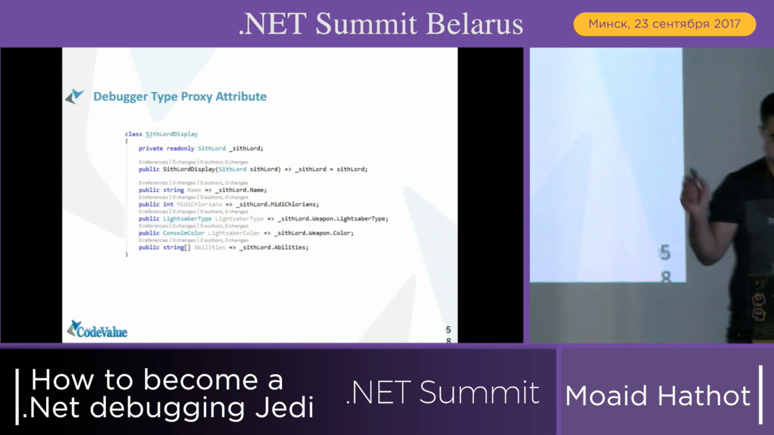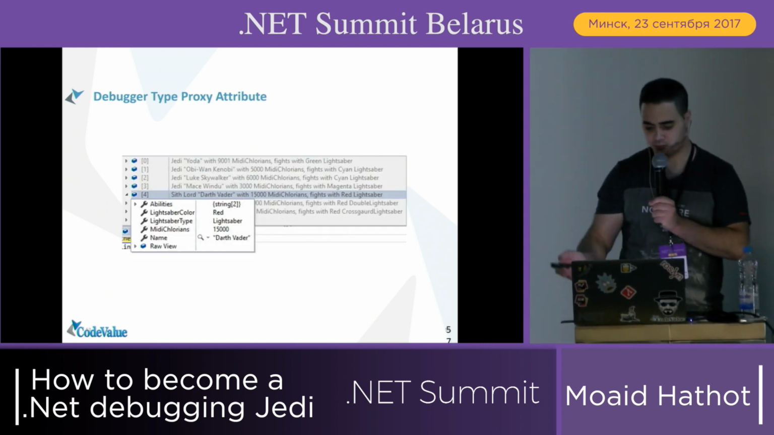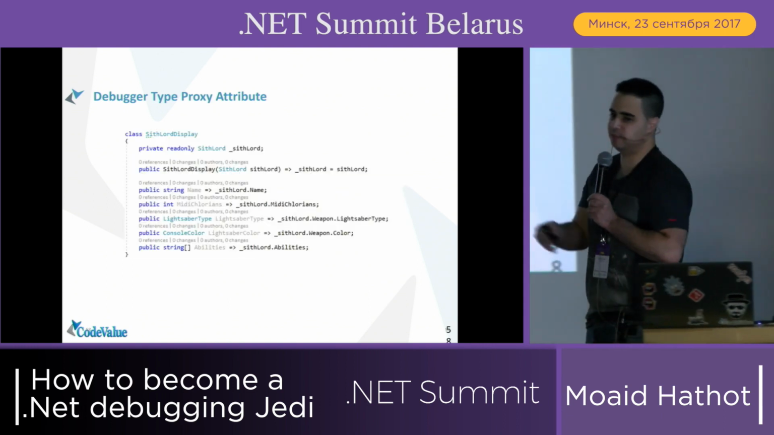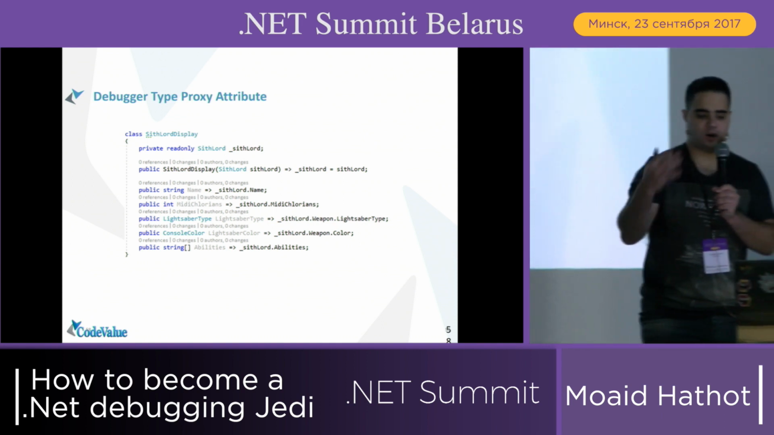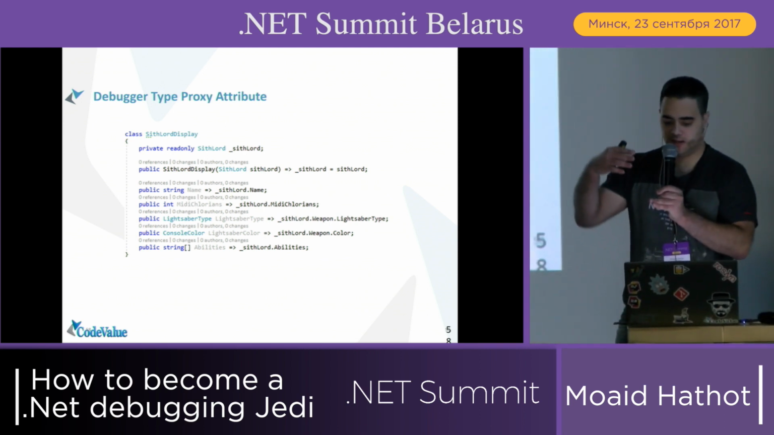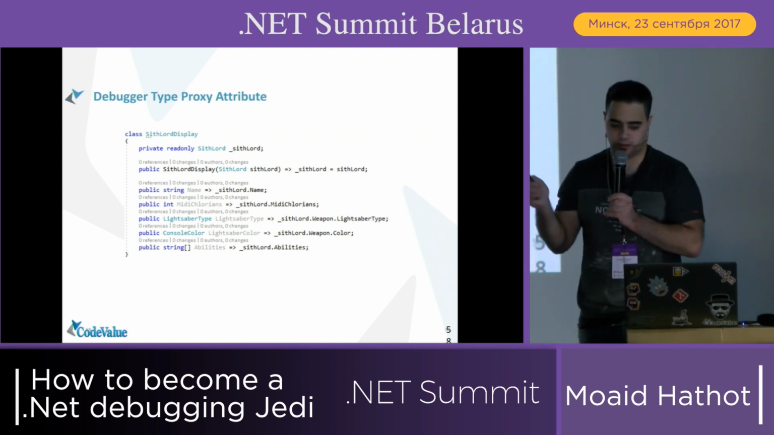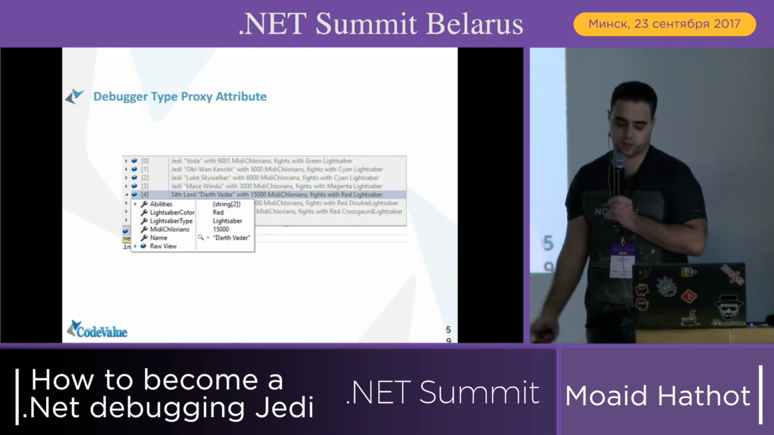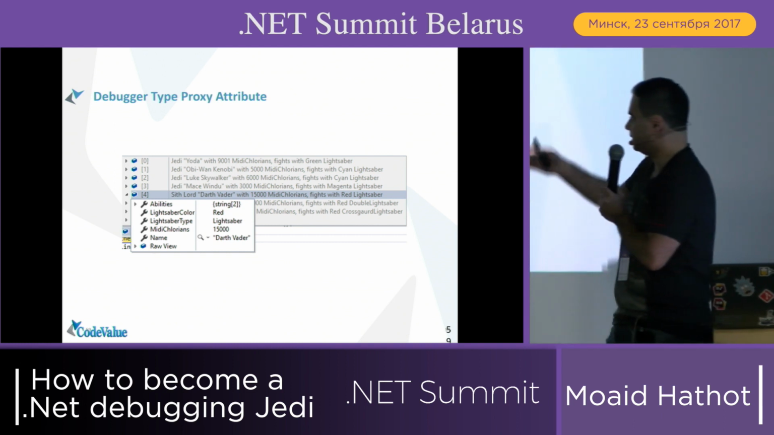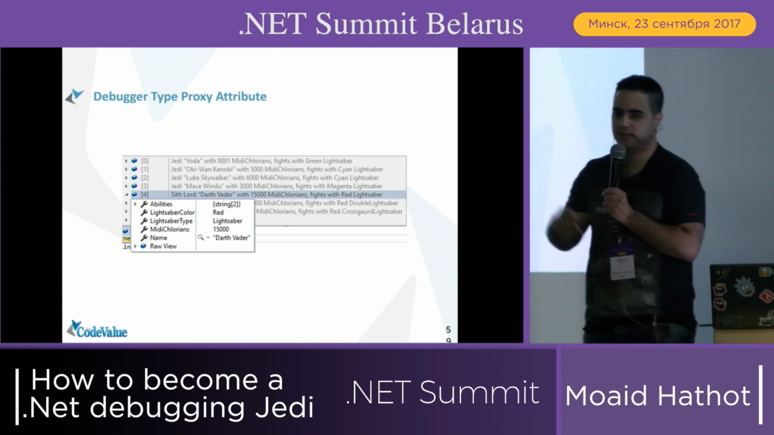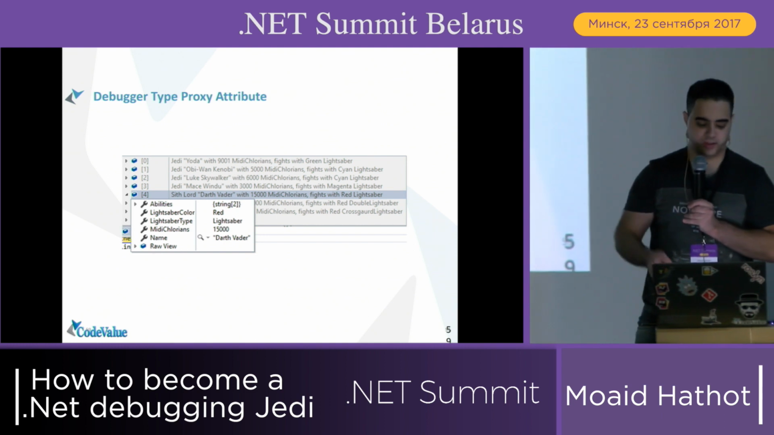How does it look? Well, this is an example of the type that we are seeing here. Okay, so it must accept in the constructor the object which it wants to display, and then it can expose the properties. But this is not enough. So I have this view now, and it's okay, but I have the abilities array that I need to expand each time I want to see what the values of it are. So what can I do?